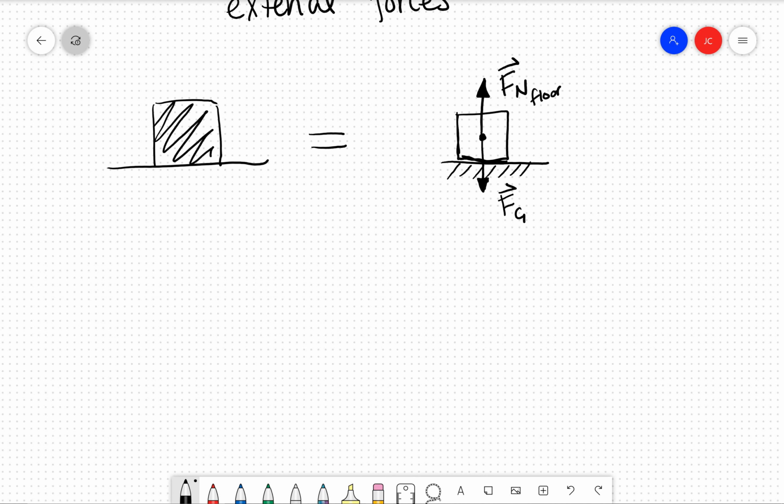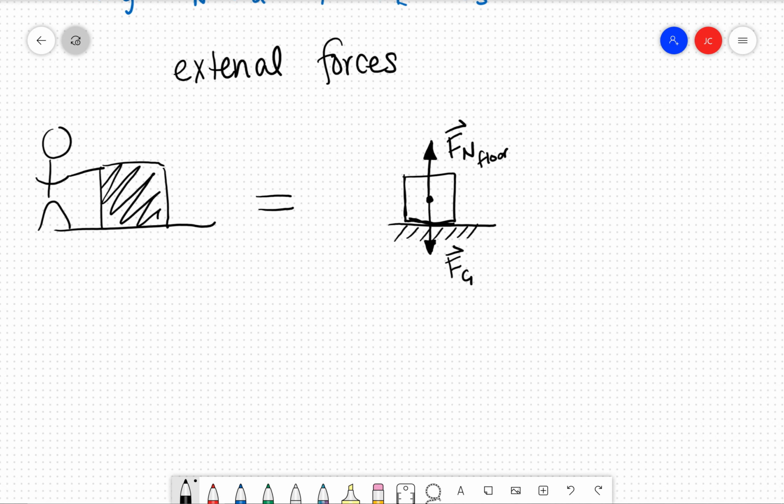Now let's say that Jimmy comes up to the box and pushes it, and he starts to push the box across the floor. What forces get added to the free body diagram? Well, we have two forces. Also, I can't spell external.